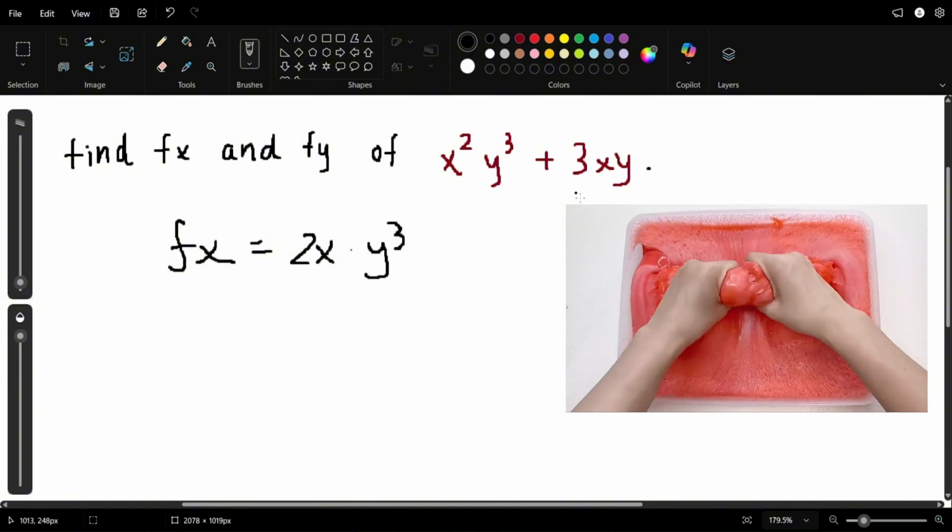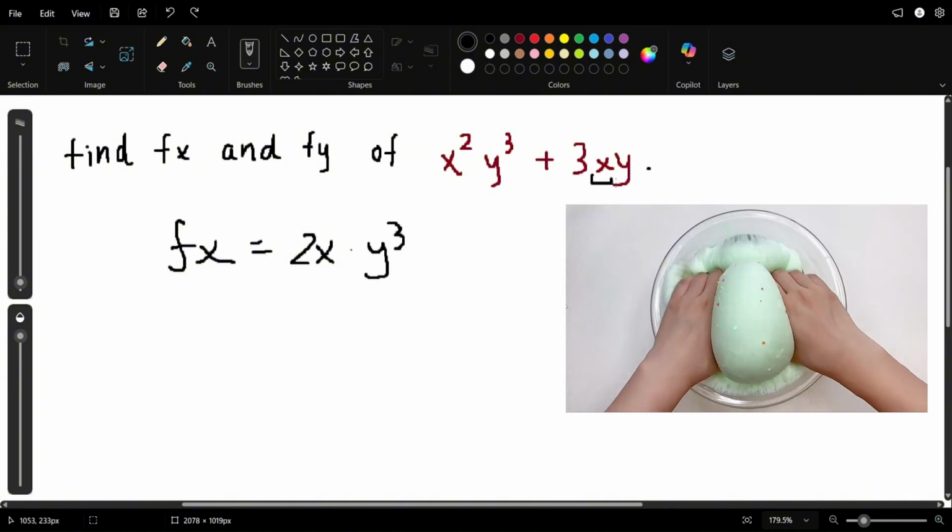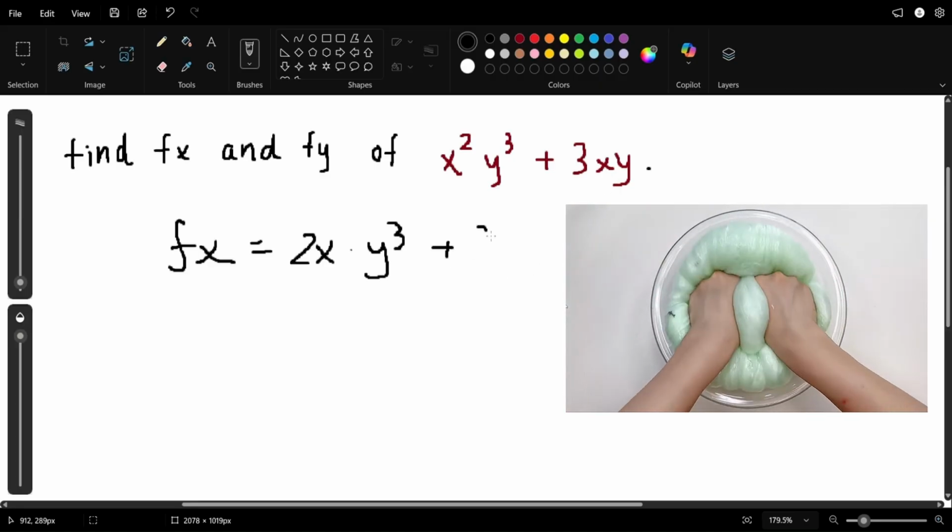Now for the second term, we're going to do the same thing. We're going to take y as a constant and take the derivative of x, which is 1. So we're going to have the second term be 3y.